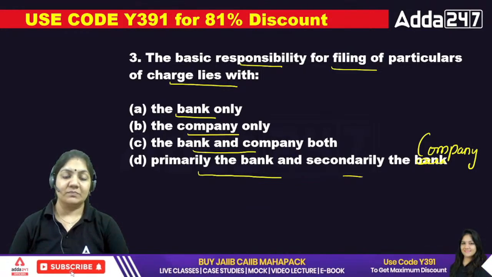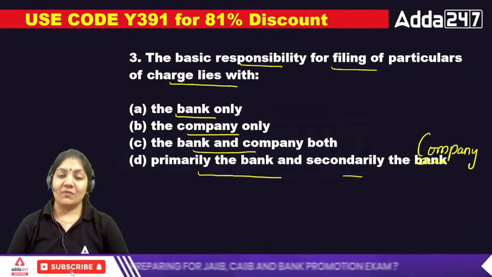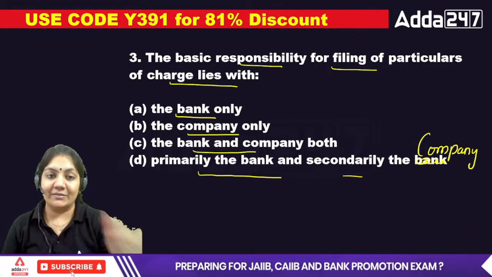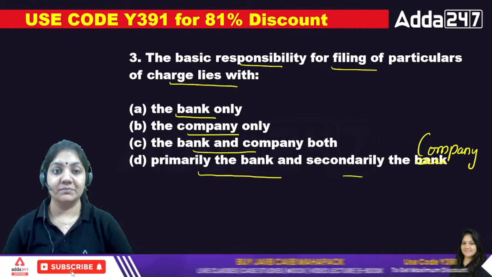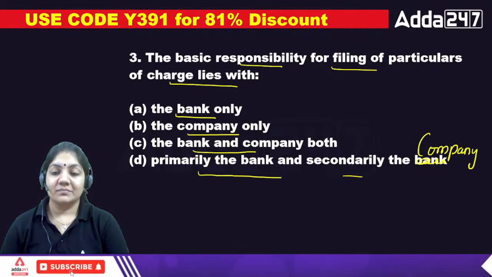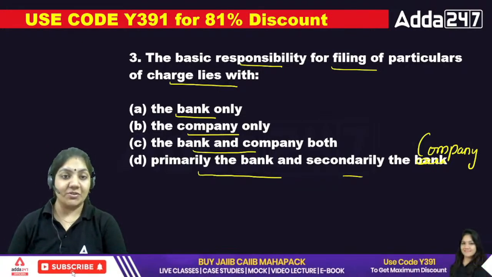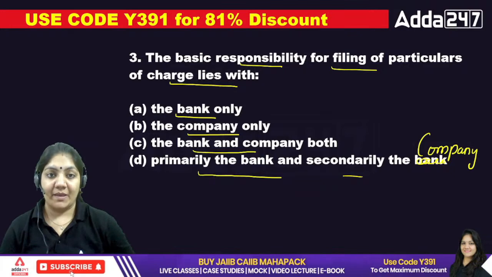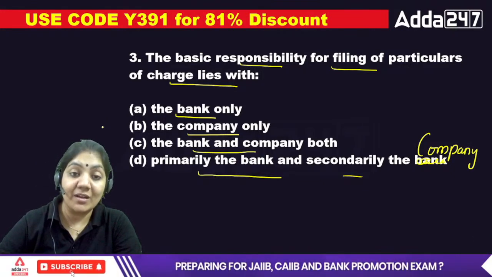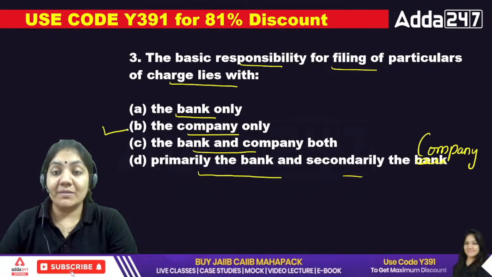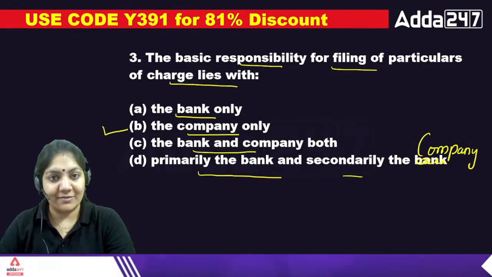Third one. As we know that the charge is given in the Companies Act, if you know that answer, you can easily get the right answer. The basic responsibility for filing of particulars of charge lies with... So here, in the Companies Act, the exact definition of charge is given. That's why the basic responsibility lies with the company only. So B is the right answer.